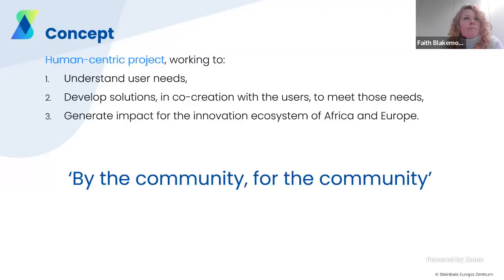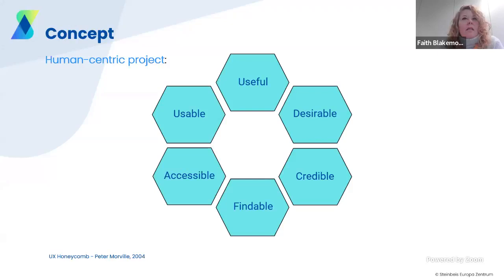So what does that mean, though? So human-centric, so we have things like, I don't know if you guys are aware, UX or user experience is a growing area, very, very relevant to pretty much everything that I do or that we do. So I always use this as a fundamental basis for developing a lot of our proposals or a lot of our ideas. And this is the UX honeycomb developed by Peter Morville in 2004. And what this says is that for things to be successful, they need to be useful, desirable, credible, findable, accessible, and usable. So if all of these things come together, ultimately, you're able to create value. And I'm just going to say, remember that, because you're going to need that later on.